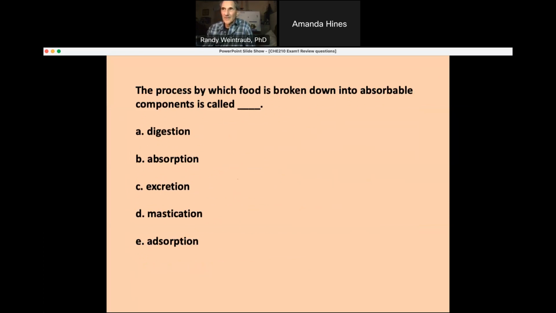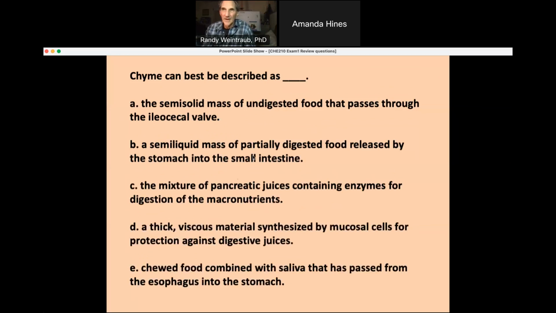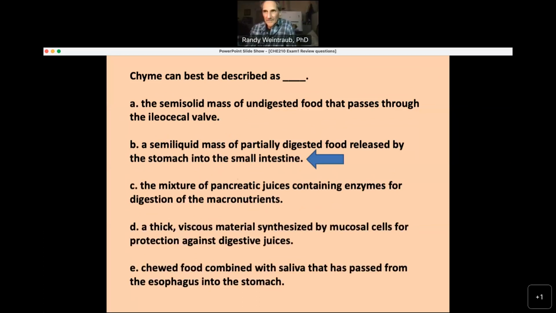Process that we break down food to absorbable components, digestion. These others are processes, but digestion is the right term there. Chyme. So a weird word. It might be the first time you see such a word. It's this semi-liquid mass, partially digested food coming out of the stomach into the small intestine.